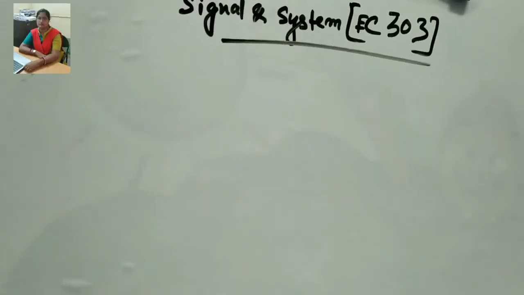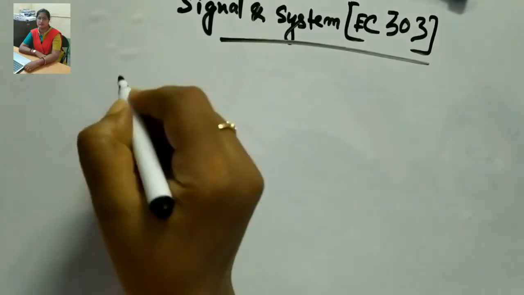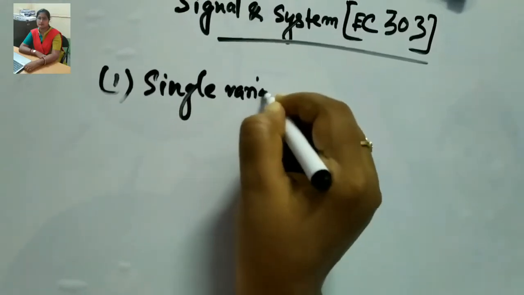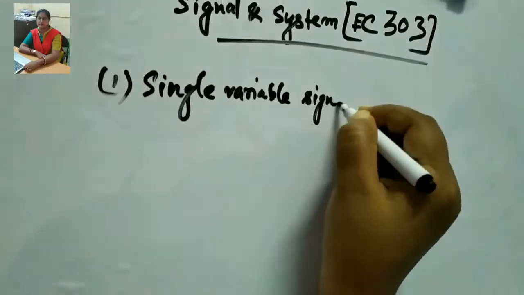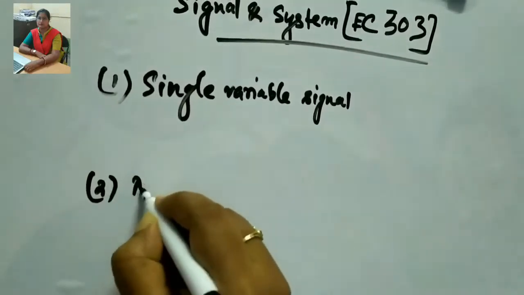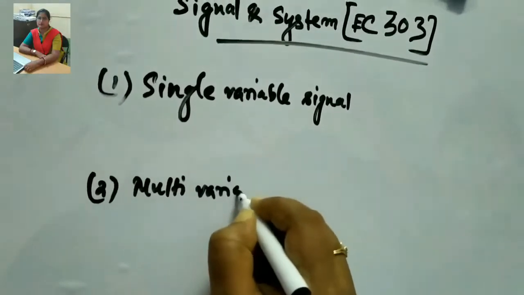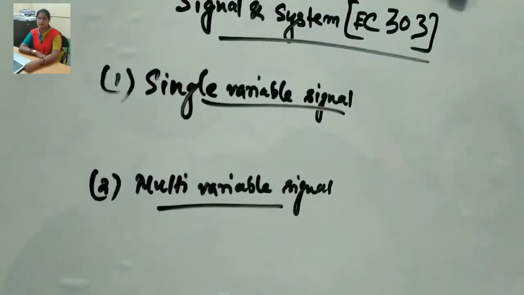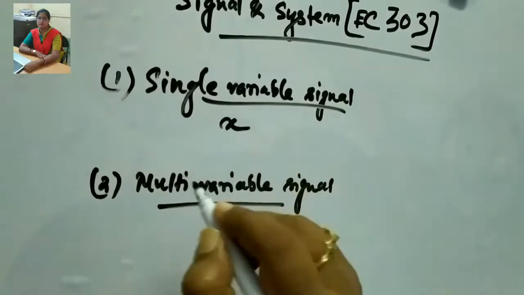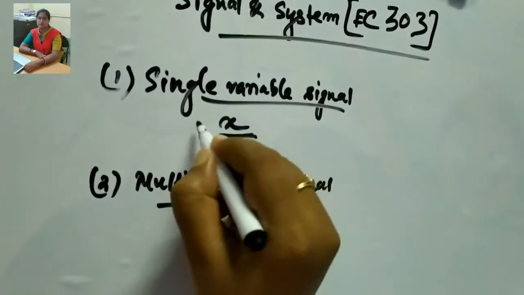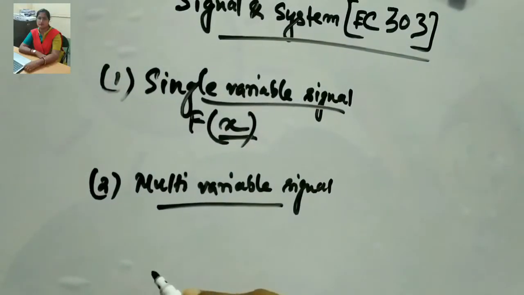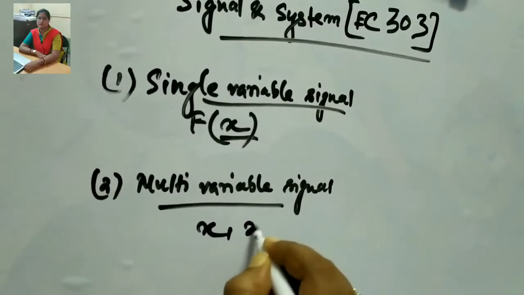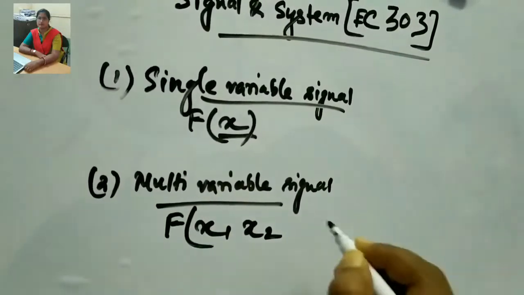Now there are two types of signal. One is a single variable signal, and the second is a multivariable signal. A single variable signal, as the name suggests, depends on only one independent variable, which is here x, and the signal is represented this way. A multivariable signal depends on two or more independent variables. Here, for example, we are taking two independent variables and the signal is represented this way.